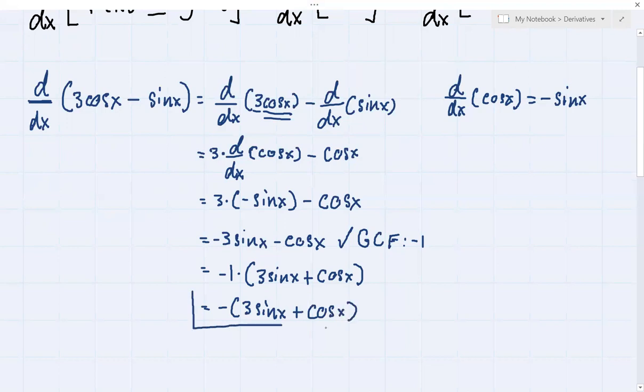So for me, I'm gonna stop right here. It's up to you if you like to simplify things on your own, but for me, I'm gonna stop right here. Okay?